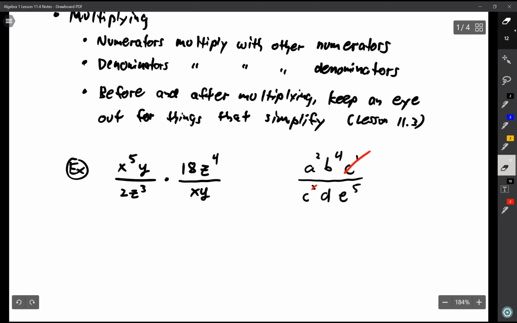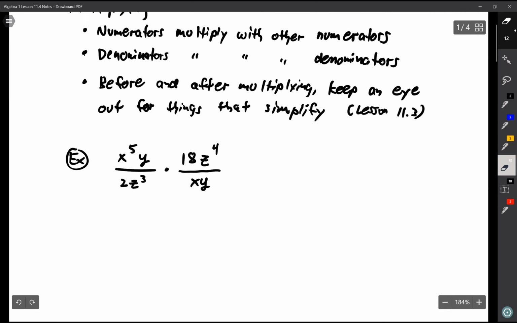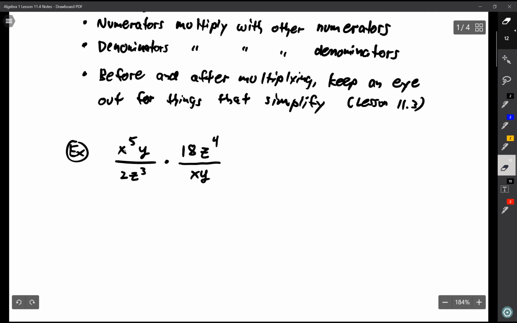So similar to that, I'm going to erase all of that because it's not directly related to the problem, more just an idea. Because of that, this x to the fifth can simplify with this x, even though this is in the first fraction and this is in the second fraction, because this is just a bunch of multiplication. But if it's easier, you can multiply it out first.